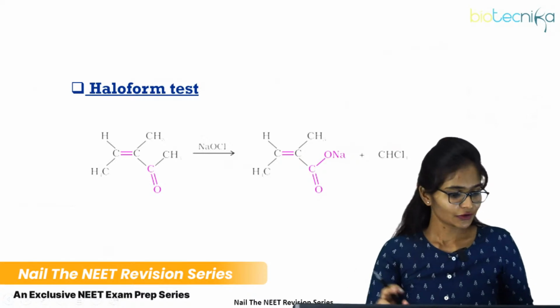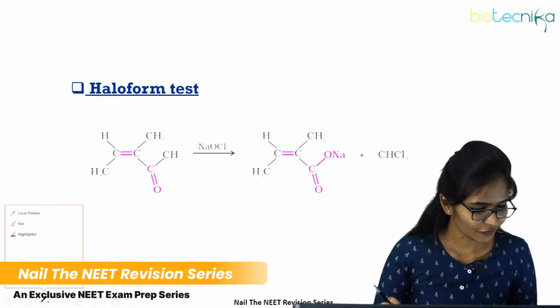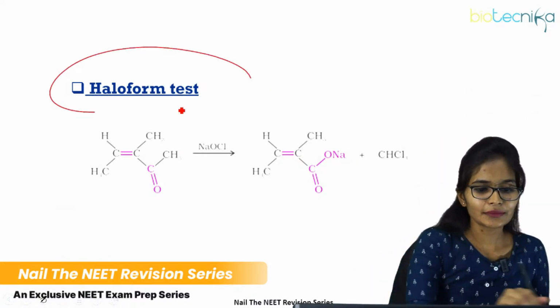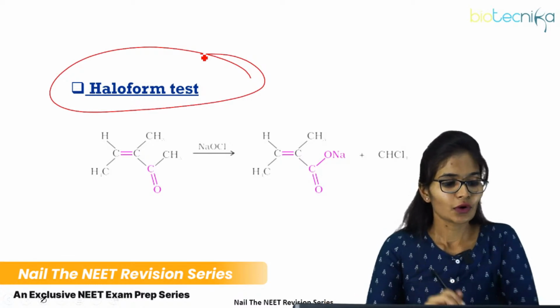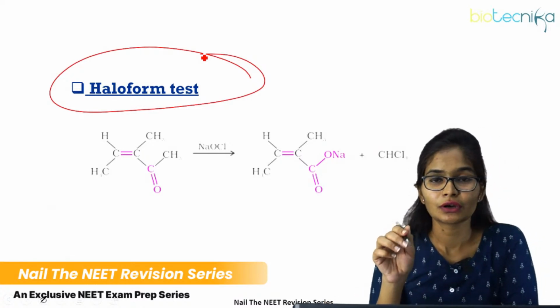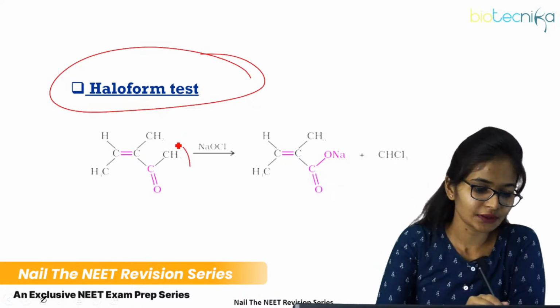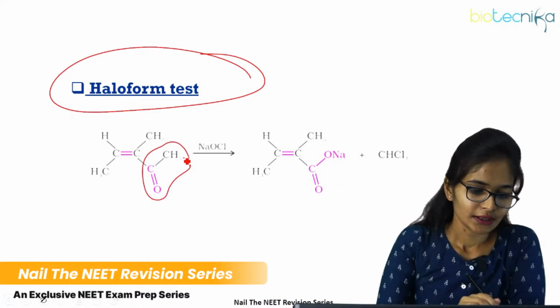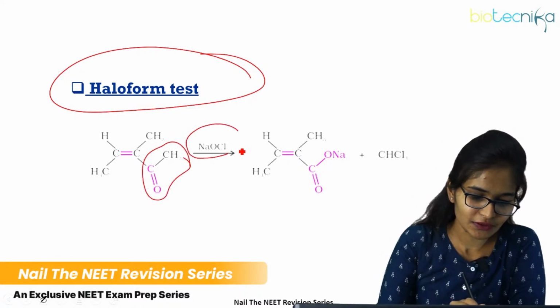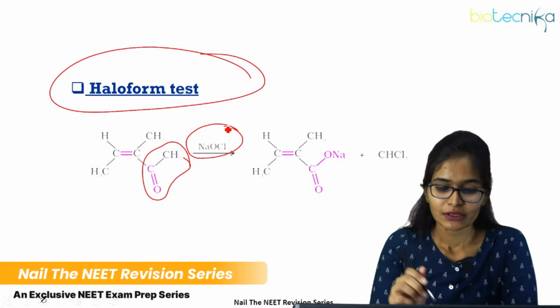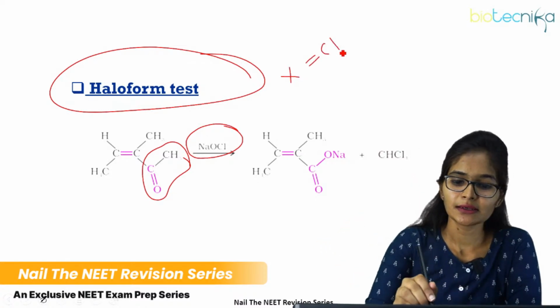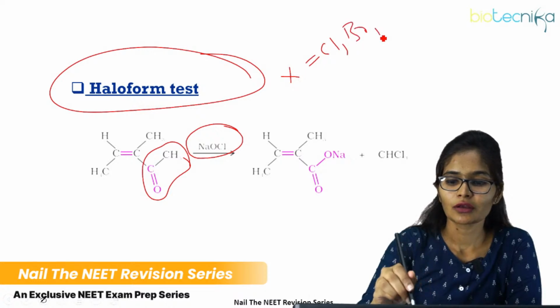Okay, now coming to the next test, the haloform test. The haloform test, or iodoform test, you should know better, right? Here, any ketone or carbonyl group which has a methyl ketone part, upon treatment with sodium hypohalite, here we have used NaOCl, where X can be anything: Cl, Br or I.